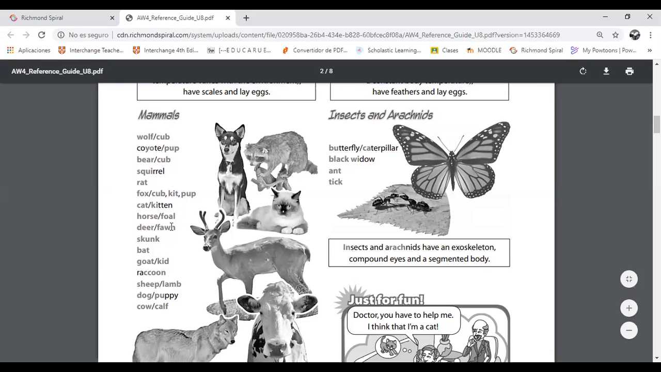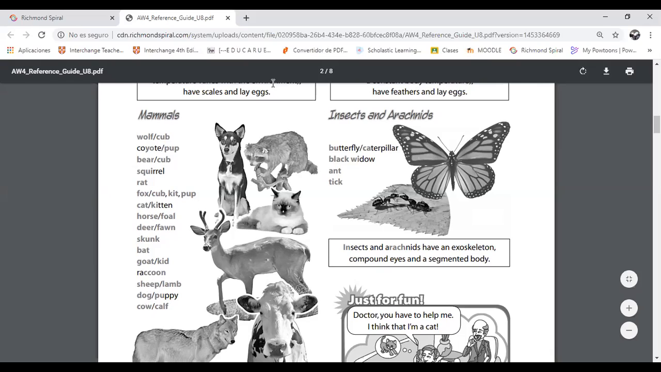Deer, fawn, this is the baby deer. Skunk, bat, goat, kid, raccoon, sheep, lamb, dog, puppy. By the way, lamb is the baby of a sheep and puppy is the baby of a dog. Cow, calf is the baby of a cow.